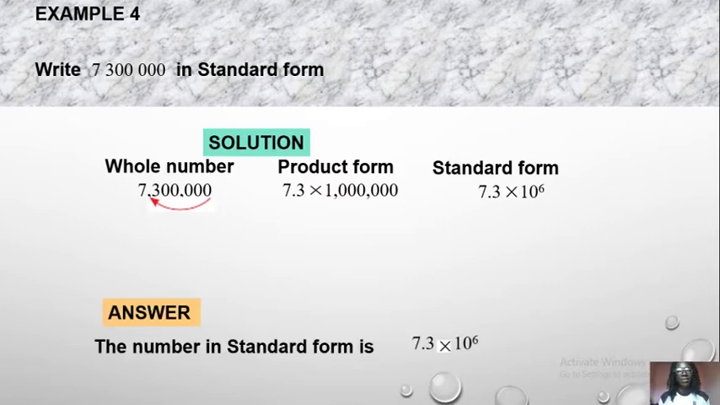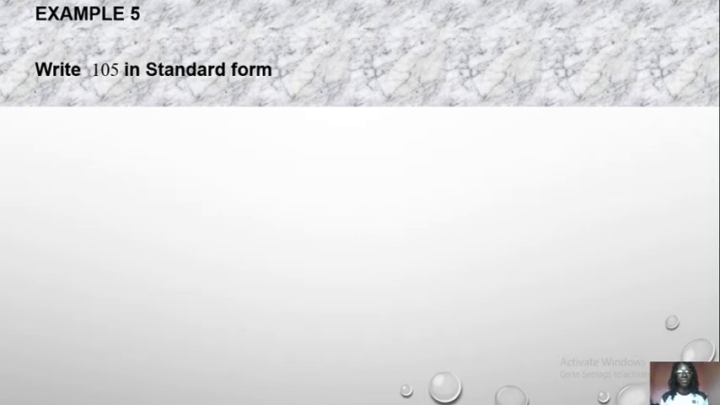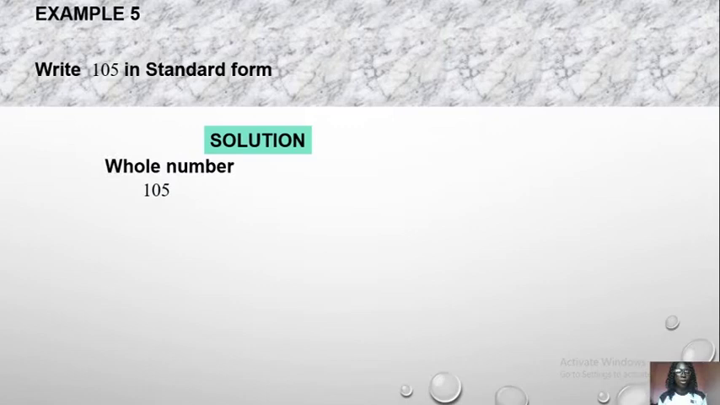So that's how we write 7,300,000 in standard form. Now writing 105 in standard form, we have 105 as our whole number, so we have 1.05. Despite the 0 being in the middle, you still have to pick it, because the number that is not 0 is also at the last position, so we pick it together. But like I said, when you pick your first number, every other number is counted as 0.